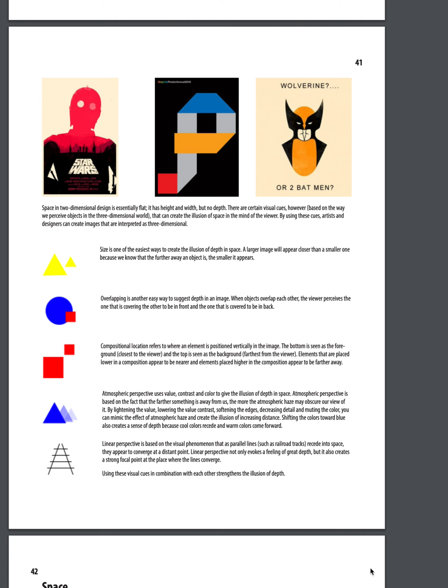One of the best examples of what is meant by perspective is shown just before the space section, on page 41. The bottom 5 examples that are shown below, you see the poster of Star Wars and Wolverine, C3PO, etc. These are the perspective examples.